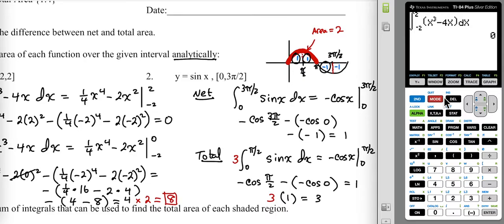All right. Or you just look at the picture and say, well, I have 3 equivalent regions all having an area of 1. So 3 times 1 is 3 and call it a day. All right. Or you can use the absolute value trick in the calculator and do it that way.